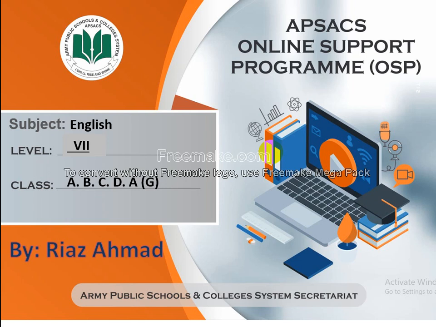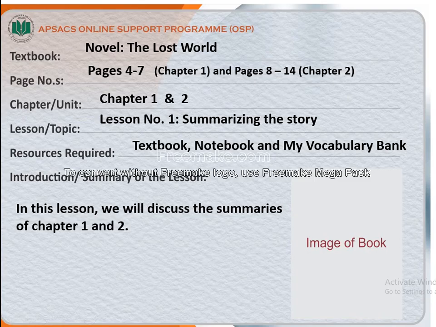I am Riaz Ahmad. Now we will take English literature class of 7th. Students, we will discuss the novel The Lost World from page 4 to 7 in chapter number 1 and chapter number 2 from page 8 to 14. For this lesson number 1, summarizing the story, we will require the textbook, the notebook and my vocabulary bank. Instead of your notebook, you can also take your rough register for taking notes. In this lesson, we will discuss the summaries of chapter number 1 and chapter number 2.